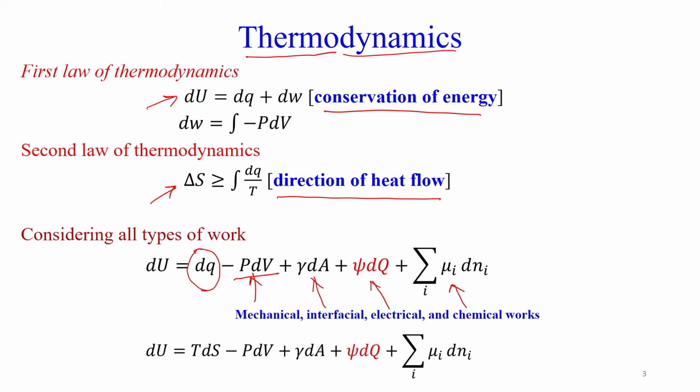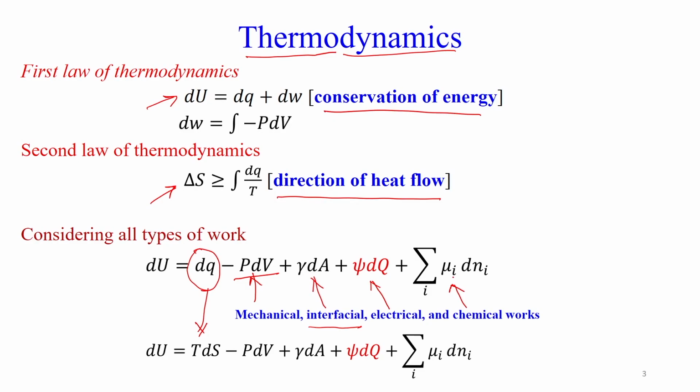This can be further simplified by applying the second law of thermodynamics, so dq is equal to T into dS. So, it is TdS minus PdV plus gamma dA plus psi dq plus mu i dNi. So, in thermodynamic terms, especially in the first law, whatever work is there, apart from mechanical work, you can have the interfacial work, which is important. In the next class we will see how surface tension and surface energy are related to thermodynamics, and of course, this is the chemical potential.